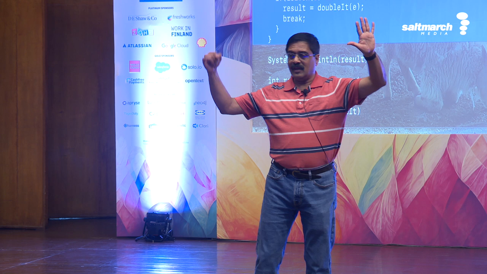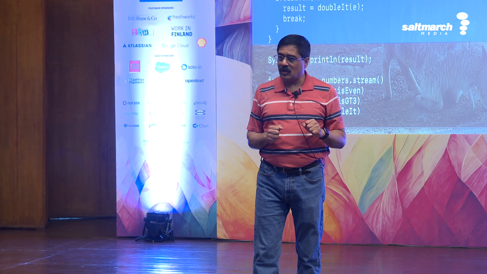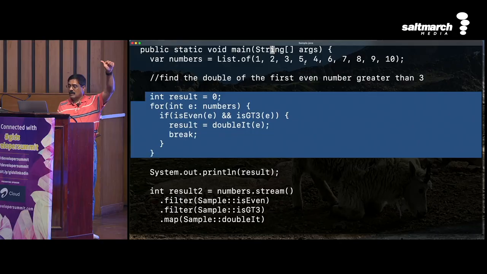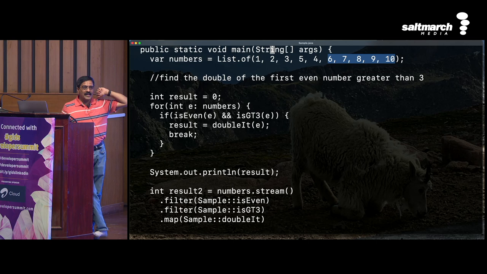So how many operations did it do? A total of eight operations, right? Nothing to do with the result in this case, but it did eight operations. So it evaluated one, two, three, five, and four, but what we know is it does not touch six, seven, or anything afterwards. How do we know that? It's because of the break statement. We quit as soon as we find the answer.